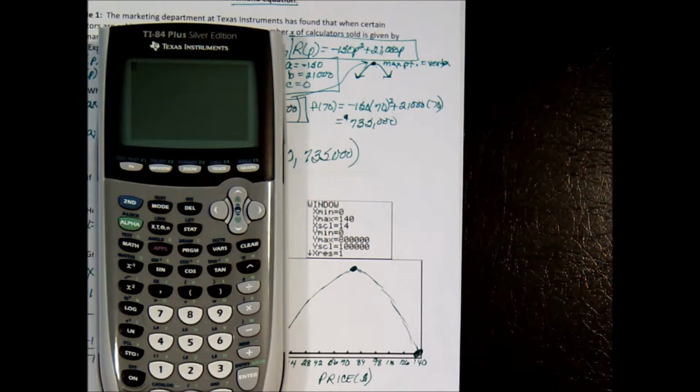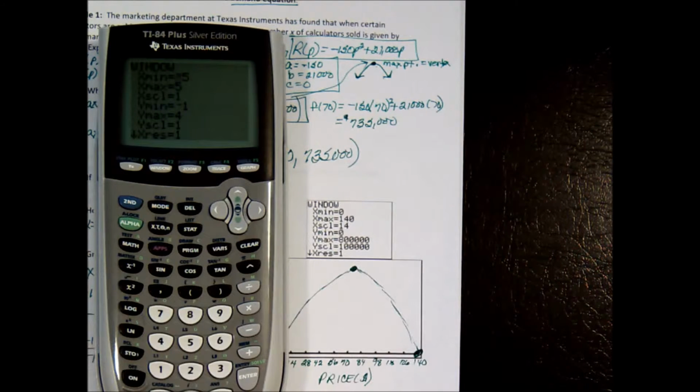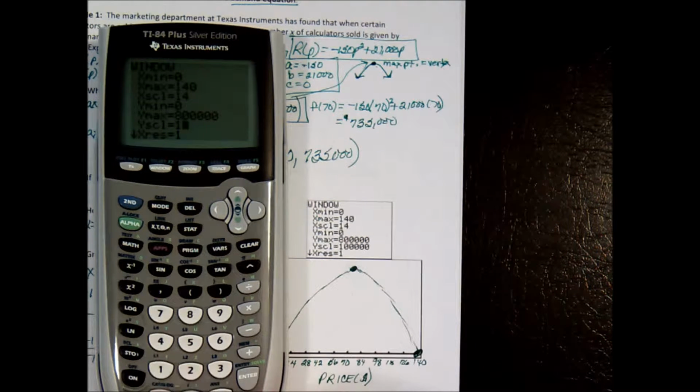I want to go to my window, and let's set that up first. So I want to go from x min of 0 to x max of 140. We're going to count by 14s instead of by 1s. My y min here is going to be 0, and I'm going to go up to 800,000, and we're counting by 100,000.